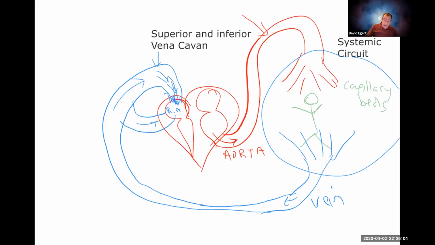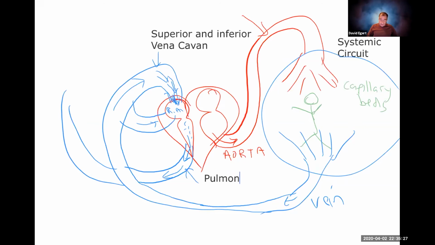Then once it's on the right side, that deoxygenated blood is going to get pushed out to the lungs. This main hose that comes out of the right ventricle, that's carrying the deoxygenated blood to the lungs, is called the pulmonary trunk, which divides into right and left pulmonary arteries.